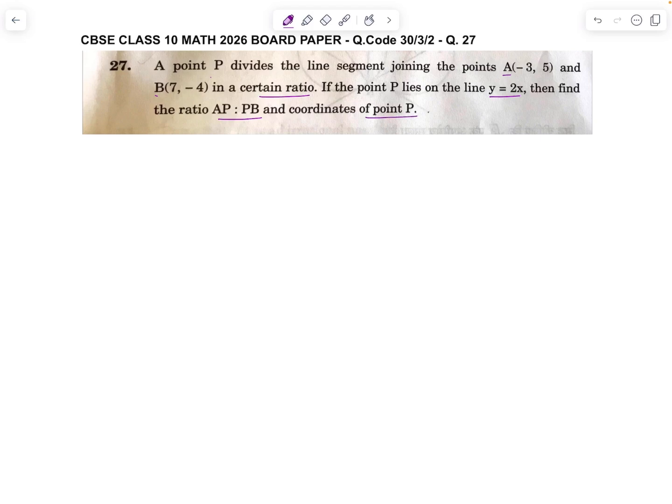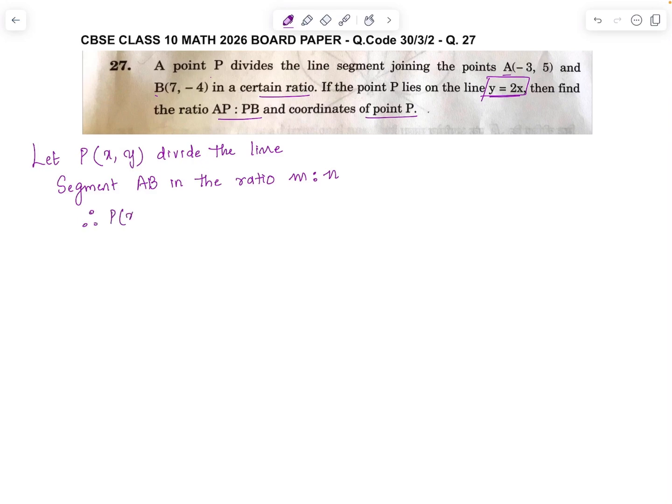Let's assume that the point P divides AB in the ratio m is to n. Since the point P lies on the line y equals 2x, there is a relationship defined between the x coordinate and the y coordinate. For every x coordinate, y is twice the x coordinate. Therefore, P of x, y is P of x comma 2x.